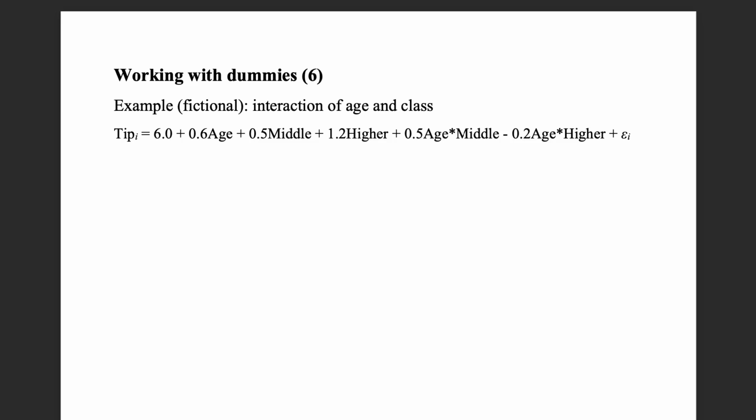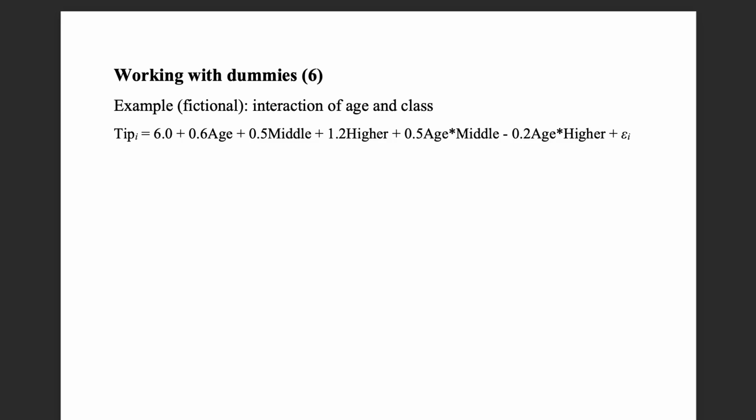Notice, of course, that I have a constant value, 6.0 in this case. I get the main effect for age, 0.6. Then I get a main effect for the middle income people, because I picked lower class as the reference category. So I get 1 dummy coefficient for the middle class. That gives us the main effect for the middle class. I also have a dummy coefficient for the higher class, because that gives us the main effect for the higher class people. And I get 2 interaction terms, one where I'm interacting age with the middle class dummy, and one where I'm interacting age with the higher class dummy.